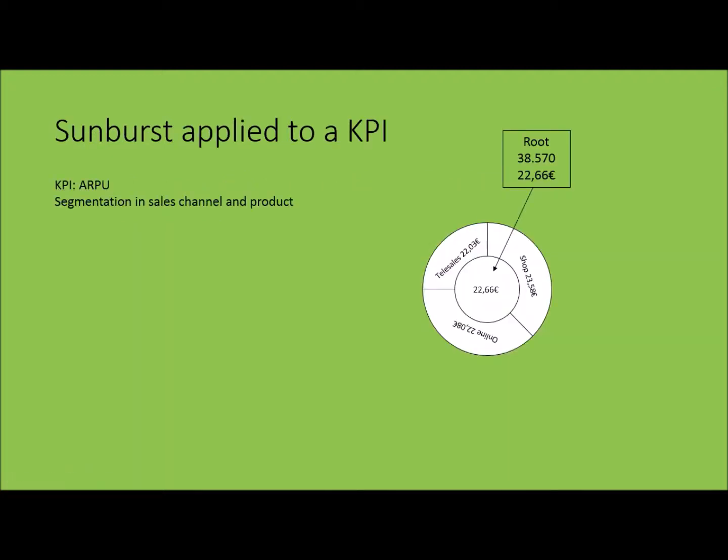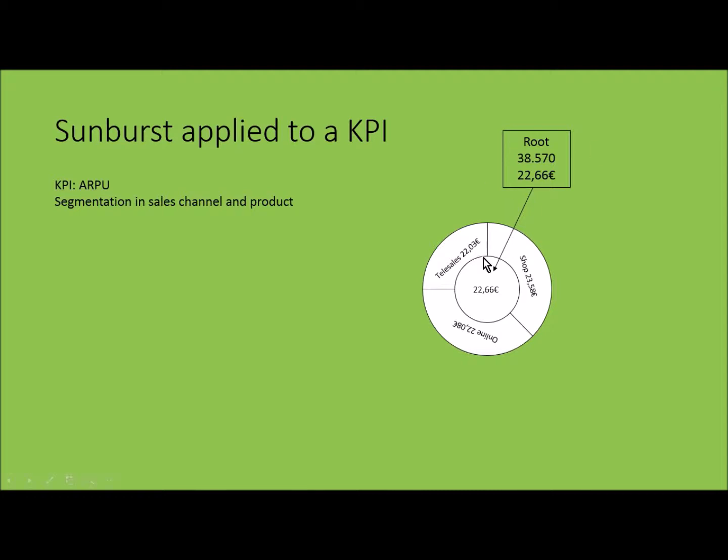So let's say a few words about the Sunburst. For this description, we will take the ARPU, average revenue per user, as standard KPI, and we will consider our example and the segmentation first with sales channel and then with products. What you see on the screen are the first two layers of the Sunburst.